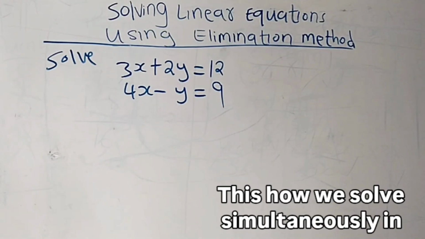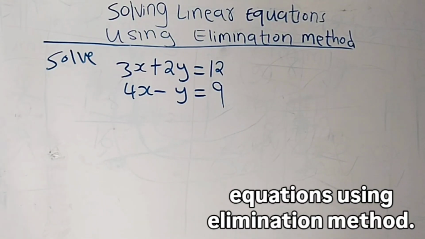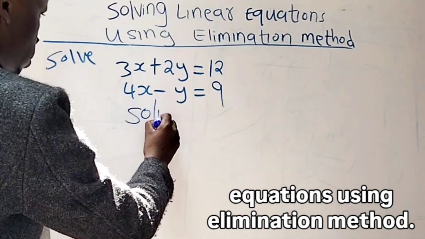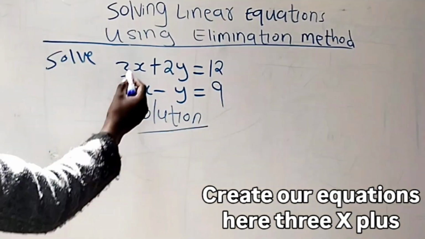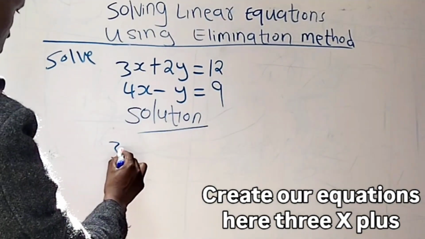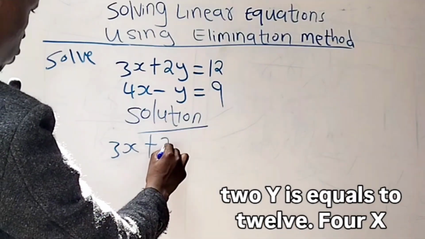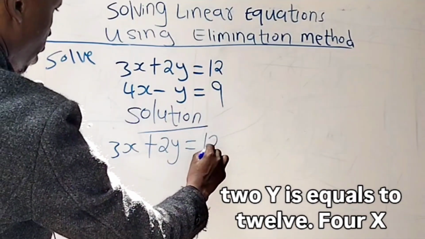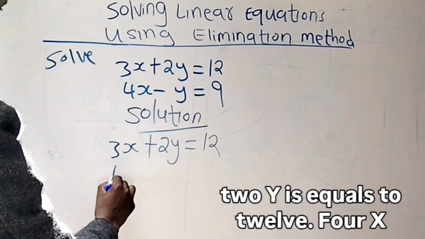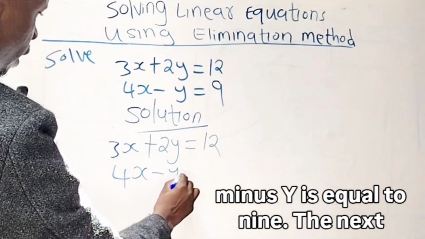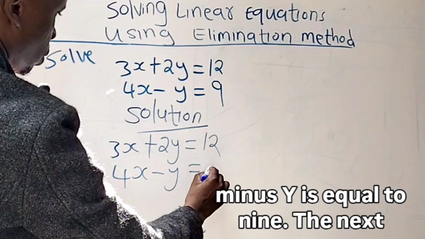This is how we solve simultaneous linear equations using the elimination method. We write our equations here. 3x plus 2y is equal to 12. Then 4x minus y is equal to 9.